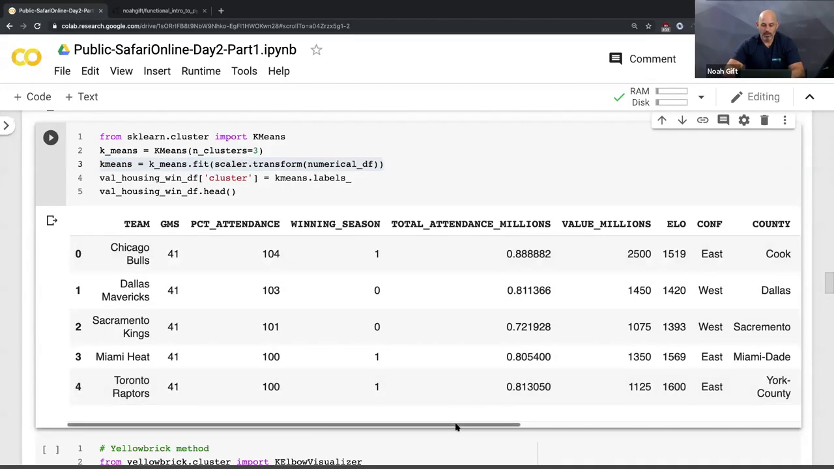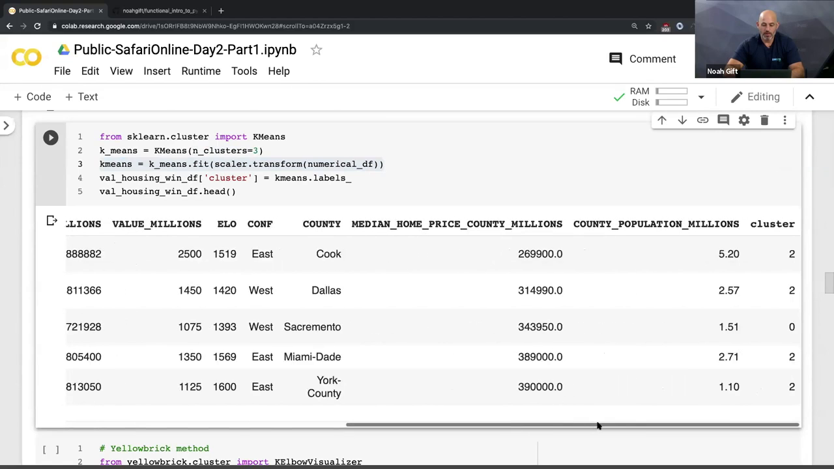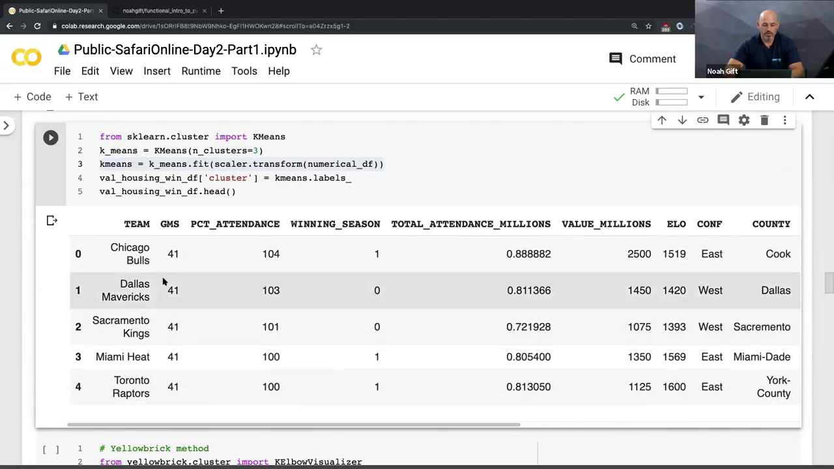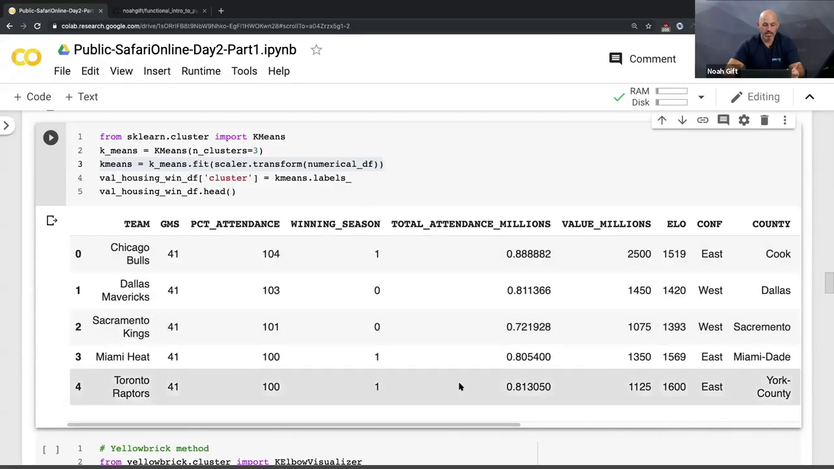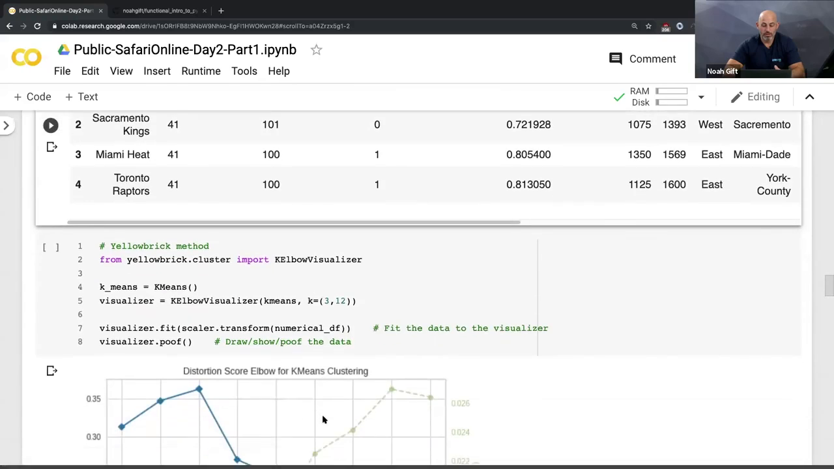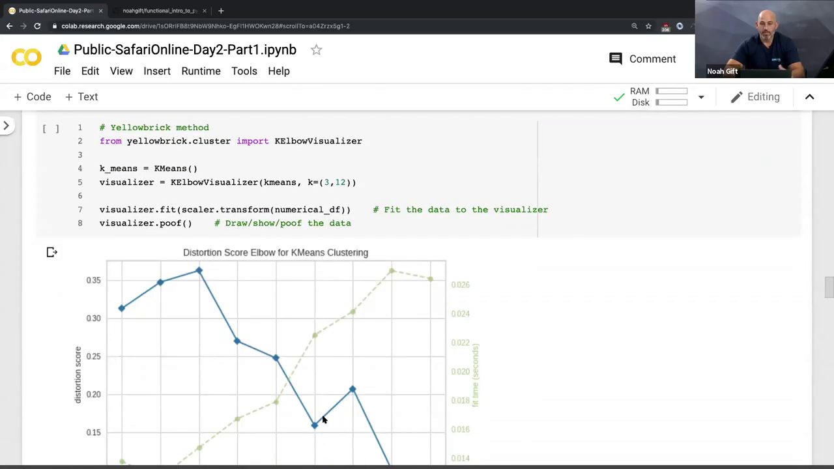And now if I scroll over here, you can see that this cluster shows up right here. So I have this cluster 2. So the first 2 are cluster 2, Chicago Bulls and Dallas Mavericks. Sacramento Kings are cluster 0. So they're totally different clusters. Now, I was talking earlier about this elbow method.